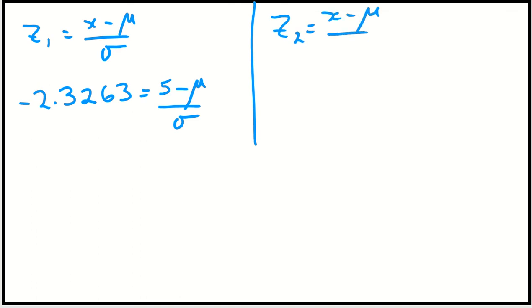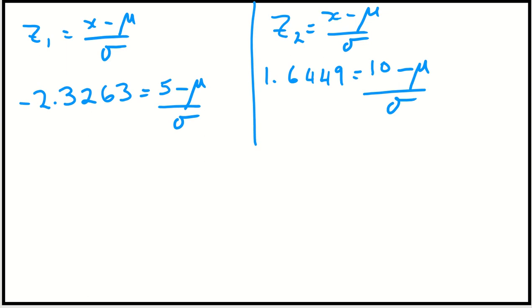X minus the mean over the standard deviation. So our Z2 value was 1.6449, and that was equivalent to an X value of 10 minus the mean over the standard deviation. So what I have now is two formulas with two unknown variables. And so what I need to do is solve these simultaneously.